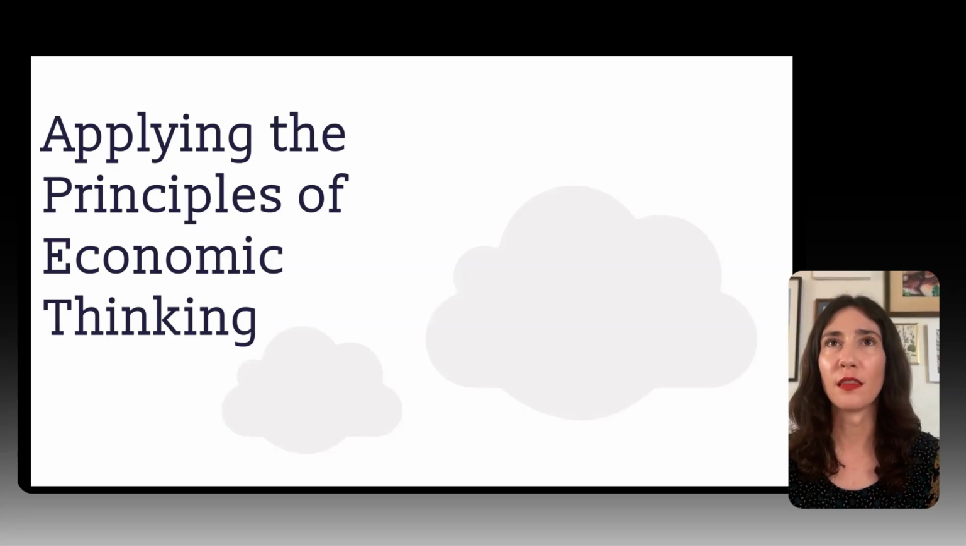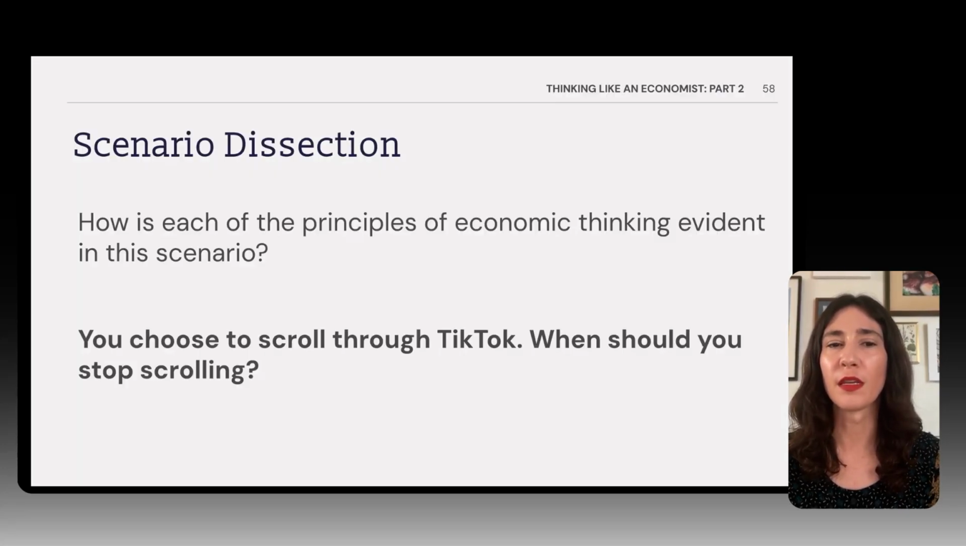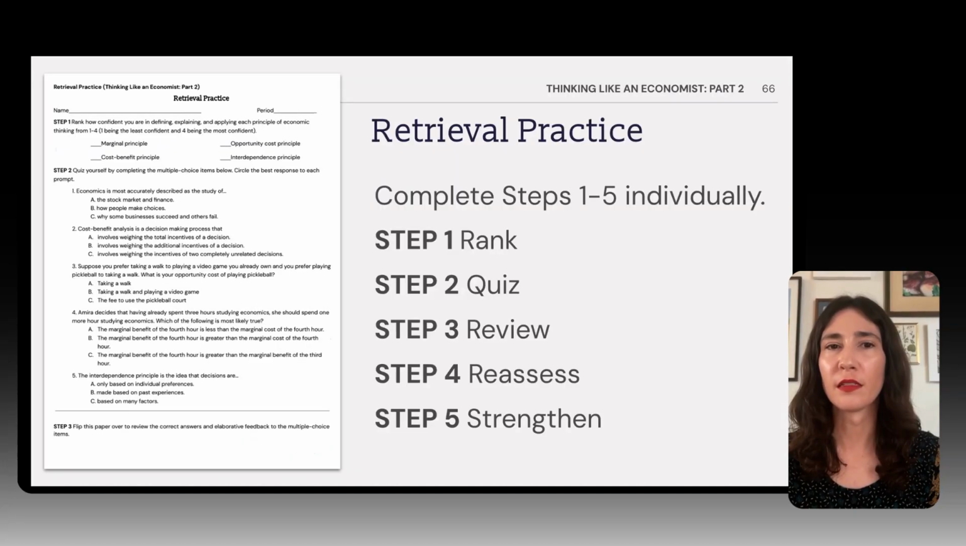After introducing the marginal and interdependence principles, we'll apply all 4 principles of economic thinking to a scenario dissection. You choose to scroll through TikTok. When should you stop scrolling? And as a class, we'll go through how each of those 4 principles can apply to that scenario. And then there'll be a couple other scenarios that students will work with a peer, and then we'll debrief together as a class. After that, there will be a retrieval practice.